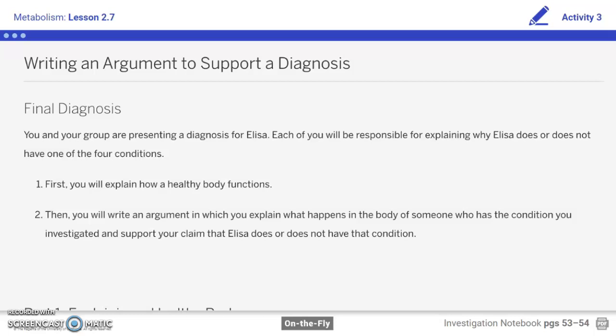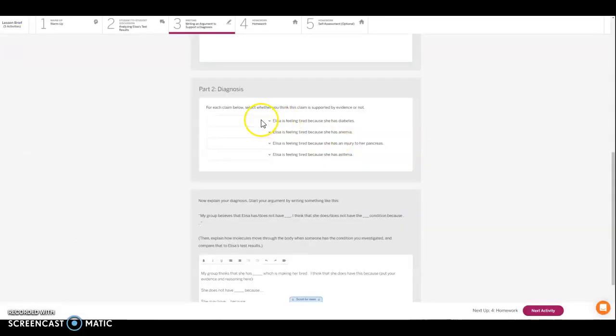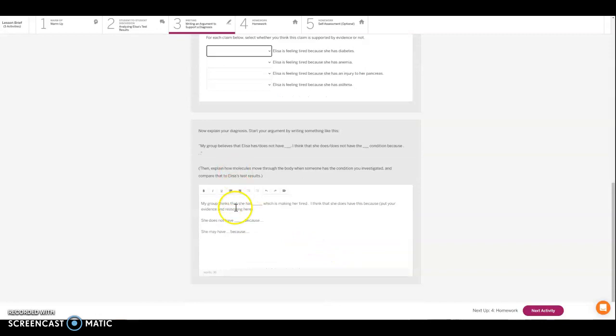I'm going to jump over to Amplify for just a moment. So you're just going to select which one of these you think is correct and mark the other ones as not being supported by the evidence. Now, if you notice down here, I've actually started a couple of sentences for you, and you can use these in yours if you'd like to. I just used what they started saying here. My group thinks that she has which condition, which is making her tired. I think that she does have this because, and then you're going to put your evidence and your reasoning.